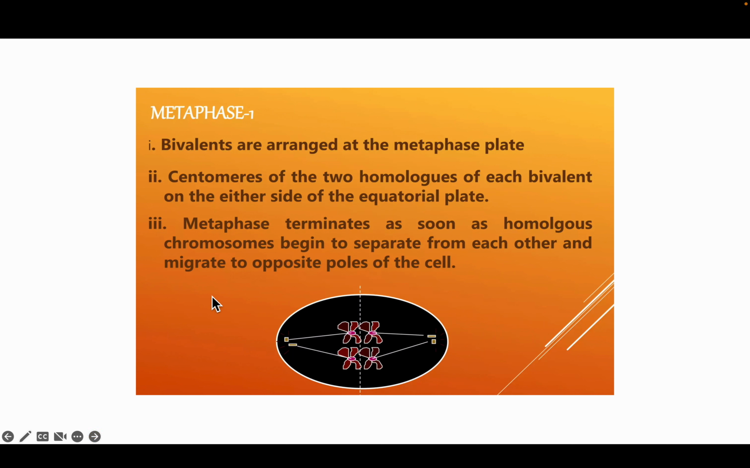Now metaphase 1 in brief. Bivalents are arranged at the metaphase plate. The centromeres of the two homologues of each bivalent lie on either side of the equatorial plane. Metaphase terminates as soon as homologous chromosomes begin to separate from each other. Okay, and they will migrate to the opposite poles. So these are homologous pairs of chromosomes, you can see. Now this homologous pair of chromosomes will get separated from each other.